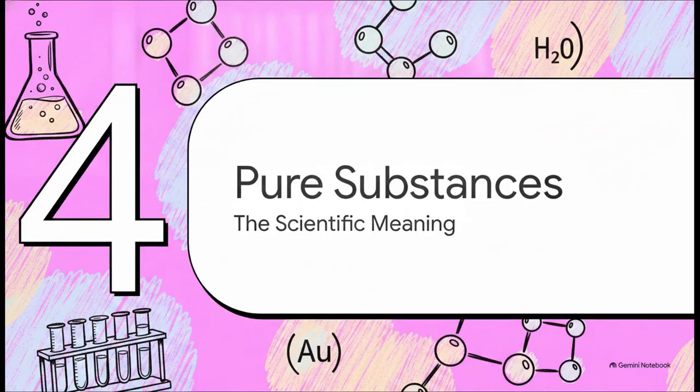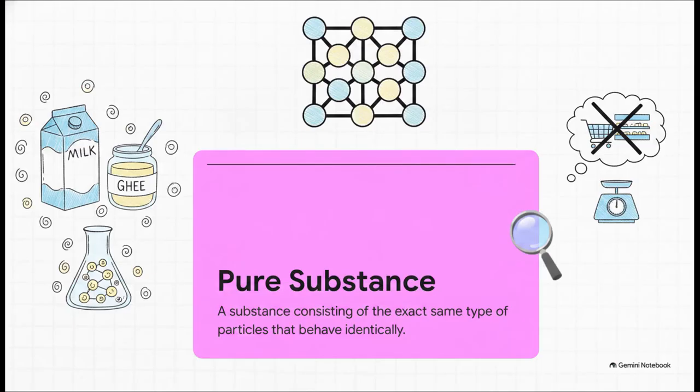All right, shifting gears to section 4, understanding pure substances. First off, we have to totally forget the everyday grocery store definition. When you see pure milk or pure ghee on a label, it basically just means it's unadulterated. Nobody sneaked in any cheaper ingredients.